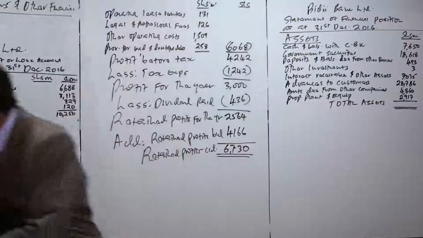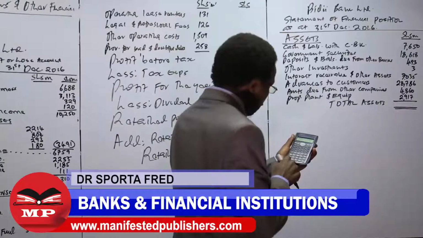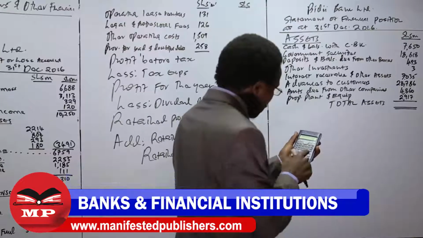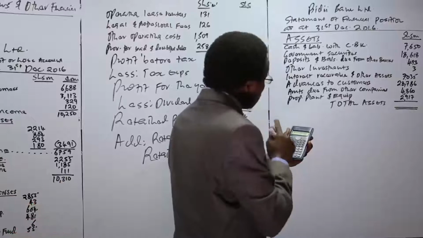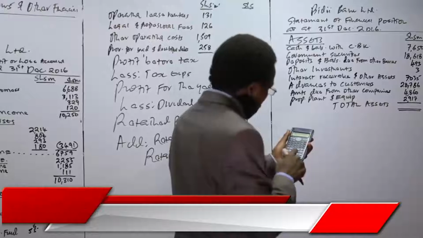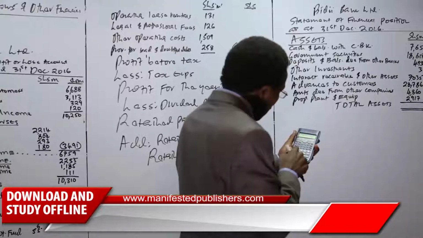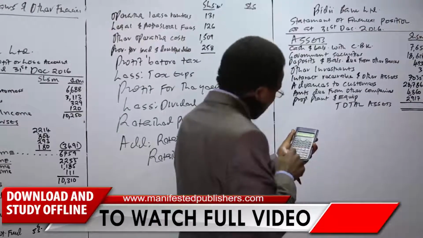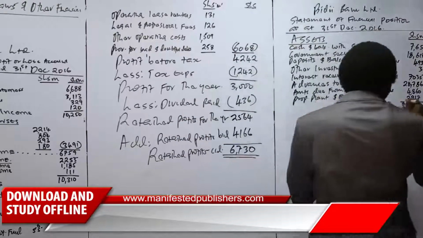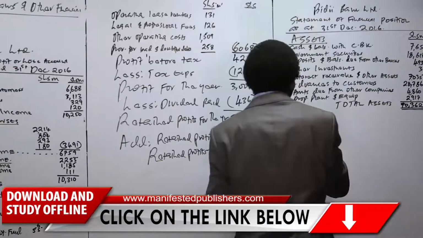So I'll take my calculator and say 7650 plus 618 plus the 493 plus 3 plus the 7035 plus the 28786 plus the 4860 plus the 2917. That comes to 70362. Now we come to the shareholders' equity.